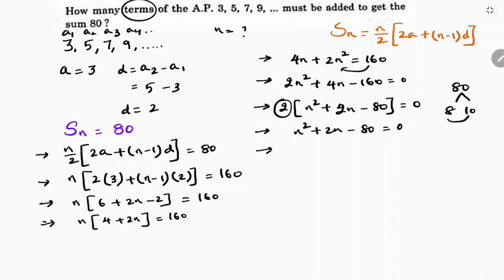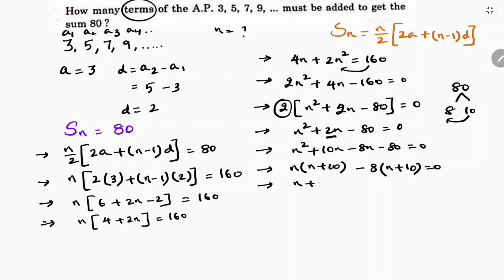So I'll get 10 minus 8. So n square plus 10n minus 8n minus 80 equals 0. In the first two terms, if we take n common, n into n plus 10. In the next two terms, if we take minus 8 common, minus 8 into n plus 10.